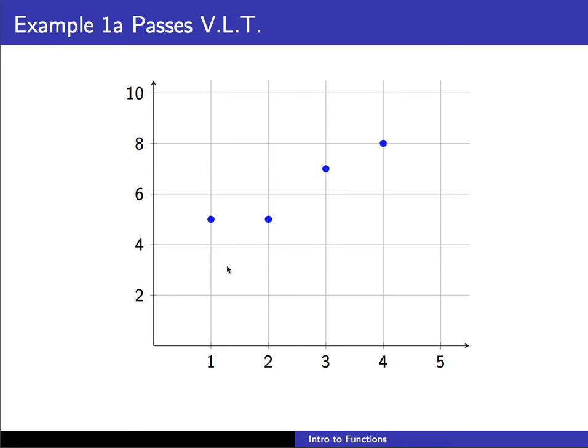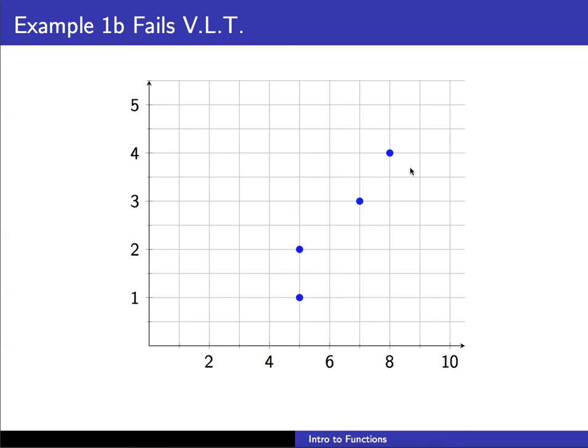So example 1a, when we plot those 4 points, 1, 5, 2, 5, 3, 7, and 4, 8, this passes the vertical line test because we can even use these grid lines. Each vertical line we draw hits it only once. Again, it doesn't have to be a grid line. You can draw these out yourself and verify that each vertical line you draw hits the relation only one time. However, example 1b fails the vertical line test, which does not make it a function, because here we had 5, 1 and we also had 5, 2. Drawing this one vertical line, since it hits these 2 points, it fails the vertical line test, which means it is not a function.